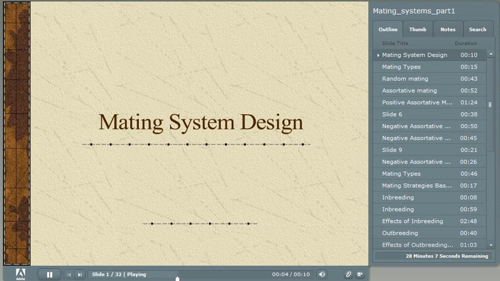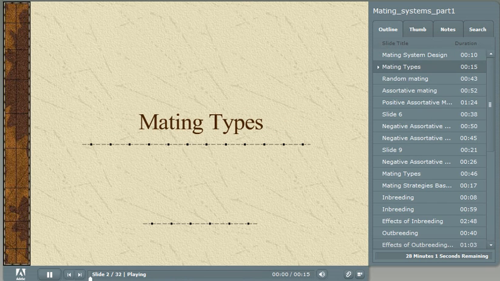What we want to do in this series of lectures over the next 2 weeks is talk a little bit about mating system design. What we're going to start out with is talking about different mating types and then move into different systems of mating and how and why we actually use those different systems and something about the strengths and weaknesses of those.